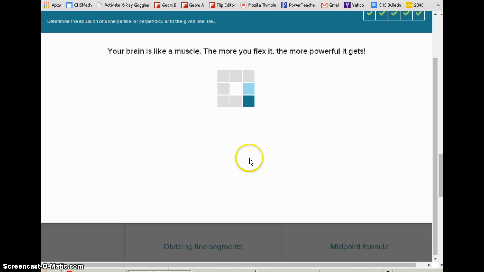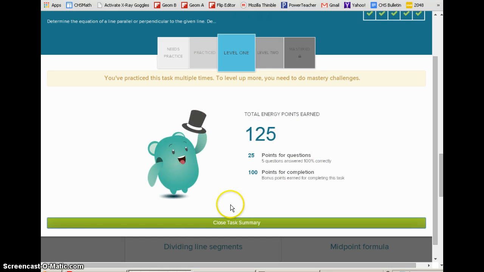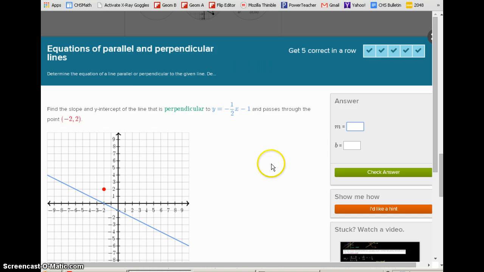I think we need to see some perpendicular ones. Let's see if we can do this one. Let's try this again. We need perpendiculars. Yes, good. We got a perpendicular line. So let's talk about a perpendicular line. Let's just think about this real quick.